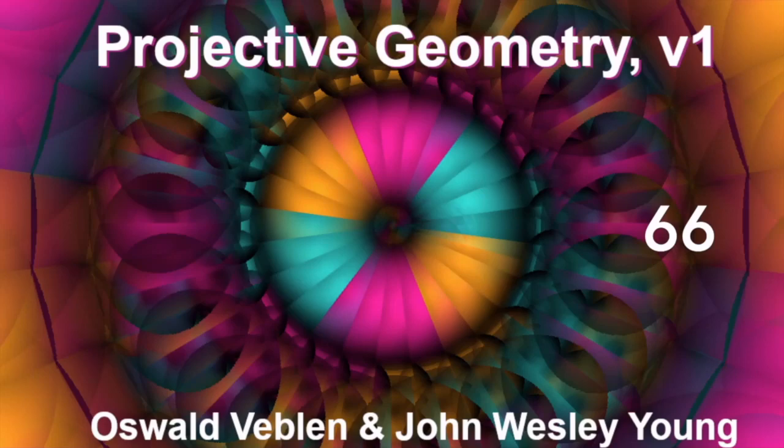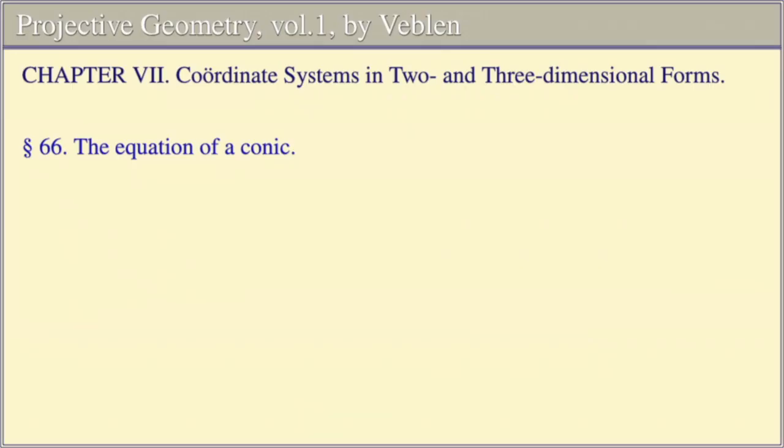Projective Geometry, Volume 1, by Oswald Veblen and John Wesley Young. Chapter 7, Coordinate Systems in 2- and 3-Dimensional Forms. Section 66, The Equation of a Conic.